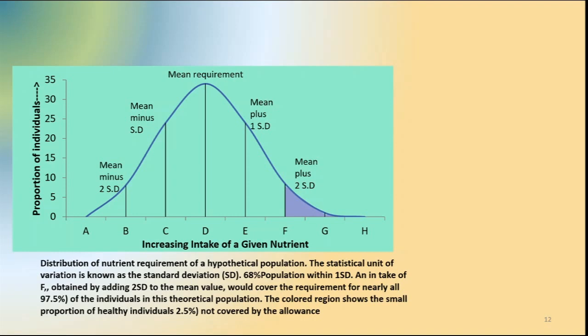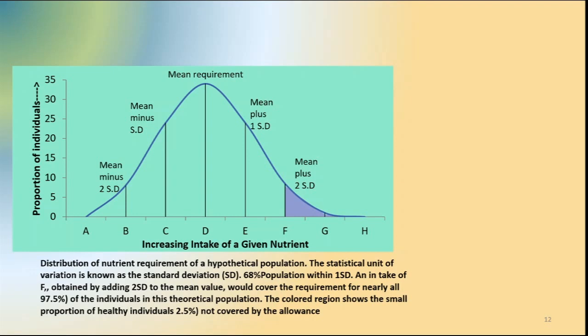So the best way is to manage the nutrient allowance in such a way that all the individuals get nutrients according to their nutrient requirements. But it is not possible when we have a large herd and we formulate the diet on a mean requirement basis, or if we add some additional nutrient allowance.